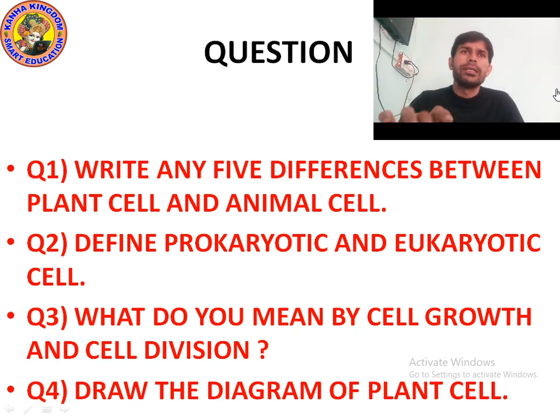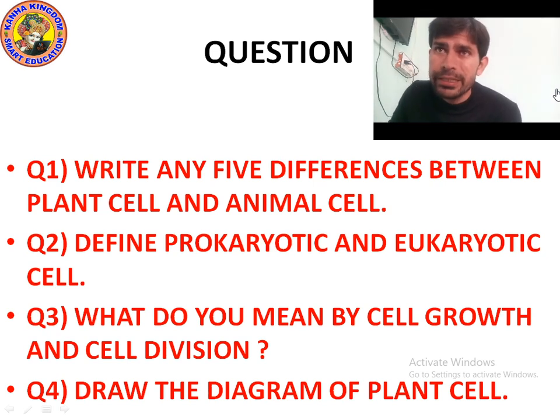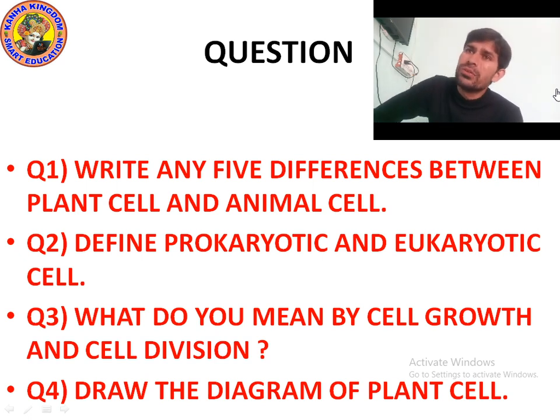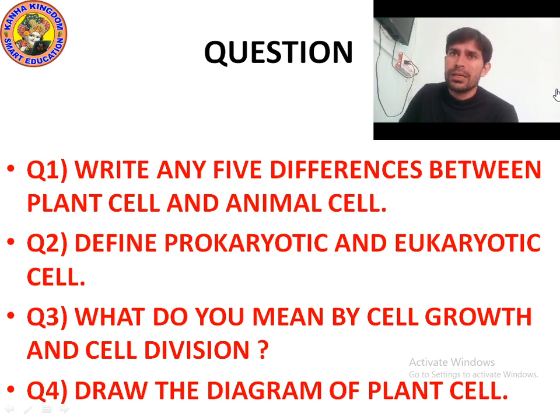Question number 2. Define prokaryotic cell and eukaryotic cell. What are prokaryotic cells? In Greek, pro means primitive and karyon means nucleus. Prokaryotic cells are those cells which have no nucleus and they are smaller in size. They reproduce by budding and fission. They are the first type of cell on the earth, for example bacteria and blue-green algae.